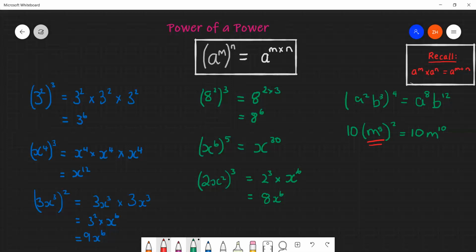So that's different to if I had this question. If I had this question where the 10 is inside the brackets, that's a different question, because the 10 is inside the brackets, the square is applying to it. So that would end up as 100m to the power of 10.